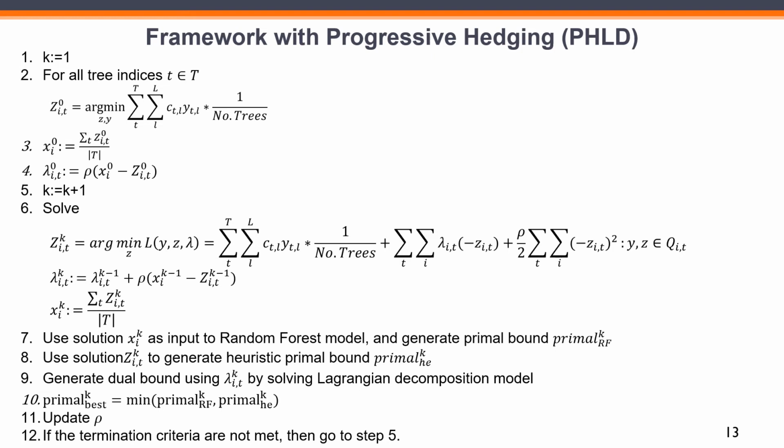The solutions x and z are used to generate the best primal bounds. And the dual bounds in this framework are obtained by solving the Lagrangian decomposition model with the calculated multipliers. At every iteration, the penalty factor rho is updated, and if the solution has not converged sufficiently and the maximum wall time is not exceeded, it will go to step 5.